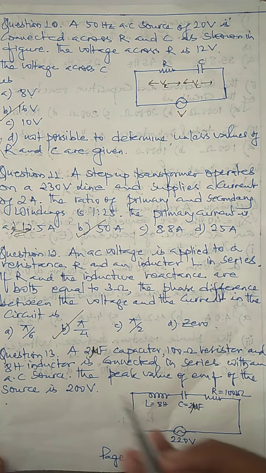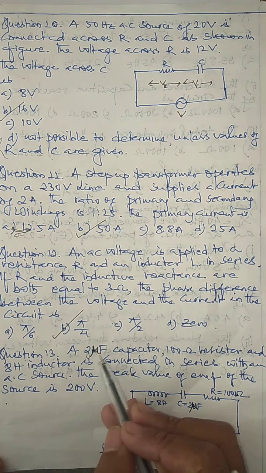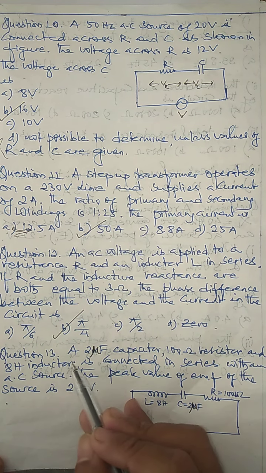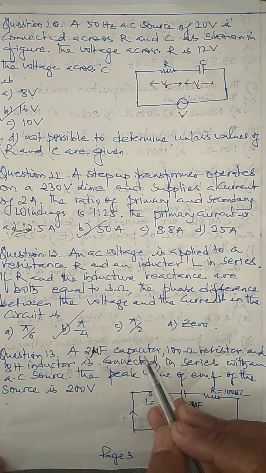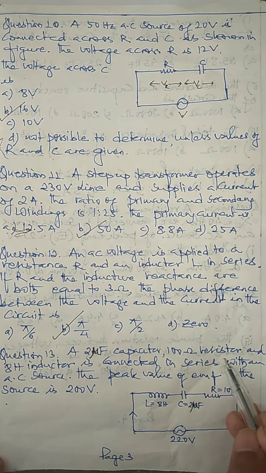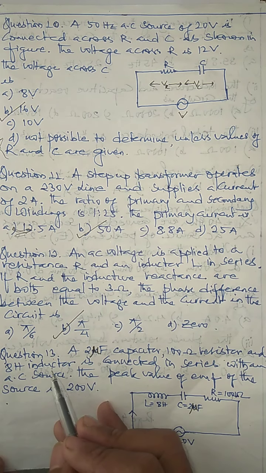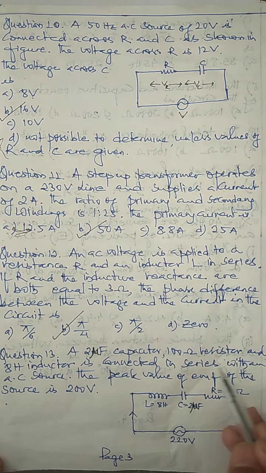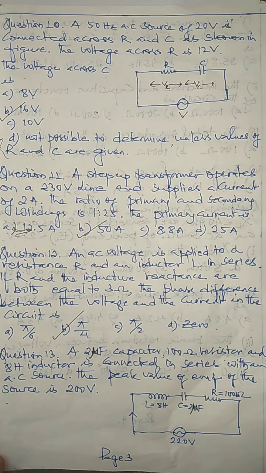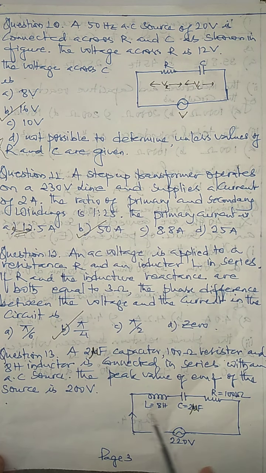Now this question says that a 2 microfarad capacitor, this is microfarad children, a 100 ohm resistor and an 8 Henry inductor are connected in series with an AC source. Now the connection has been given out here. This is an LCR circuit. So all three components are connected in series with an AC source of almost 220 volt.